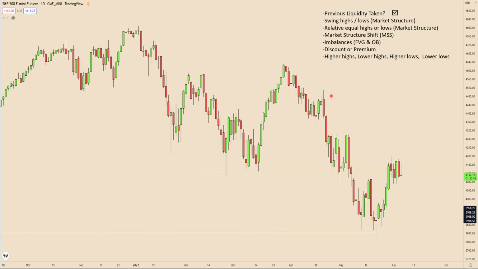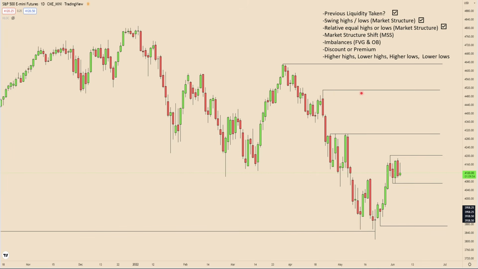Next thing I look at is swing highs, swing lows, short-term highs, short-term lows, relative equal highs and lows, putting those out there. That's just where people are going to have their stops above. So it is important to notice them because that is where liquidity rests.